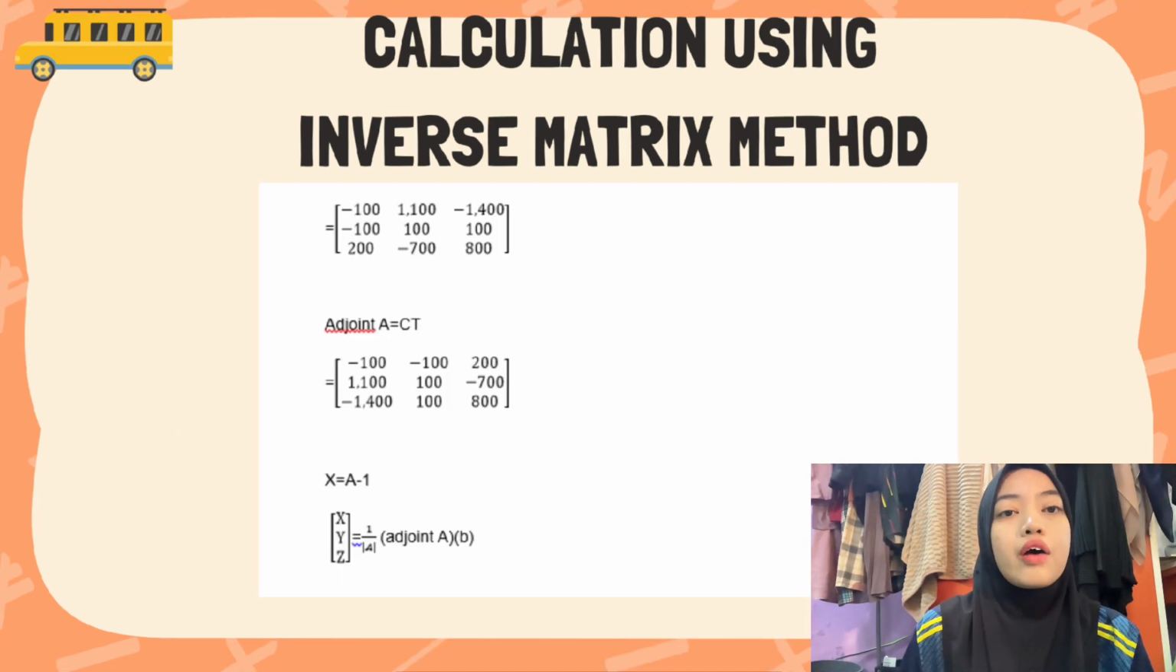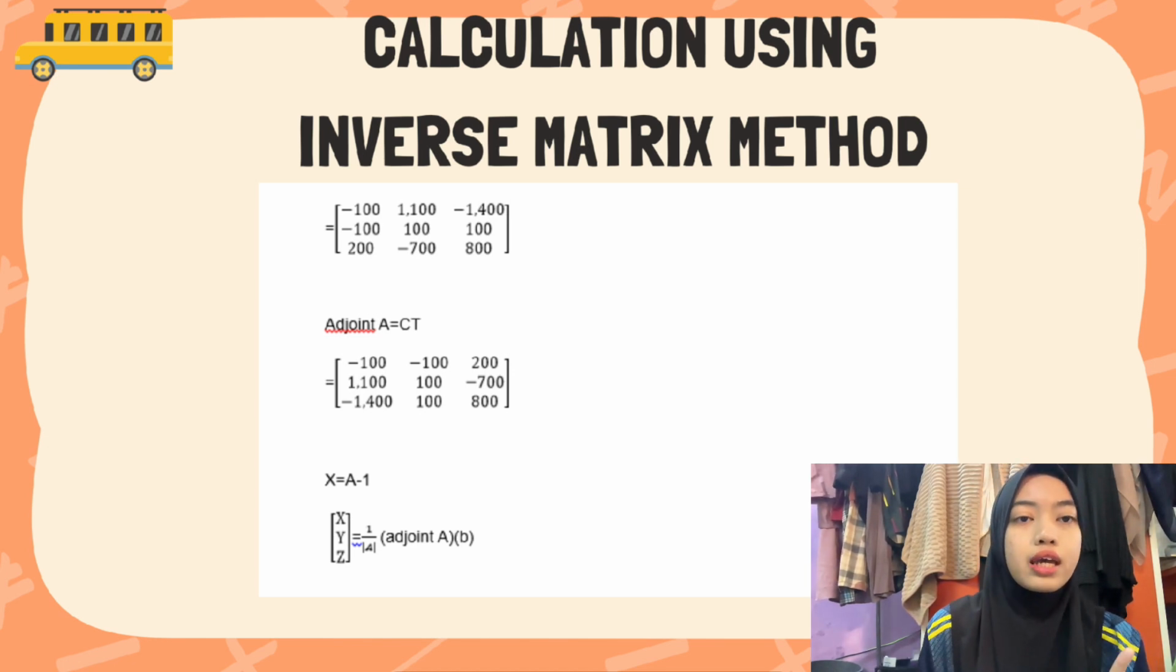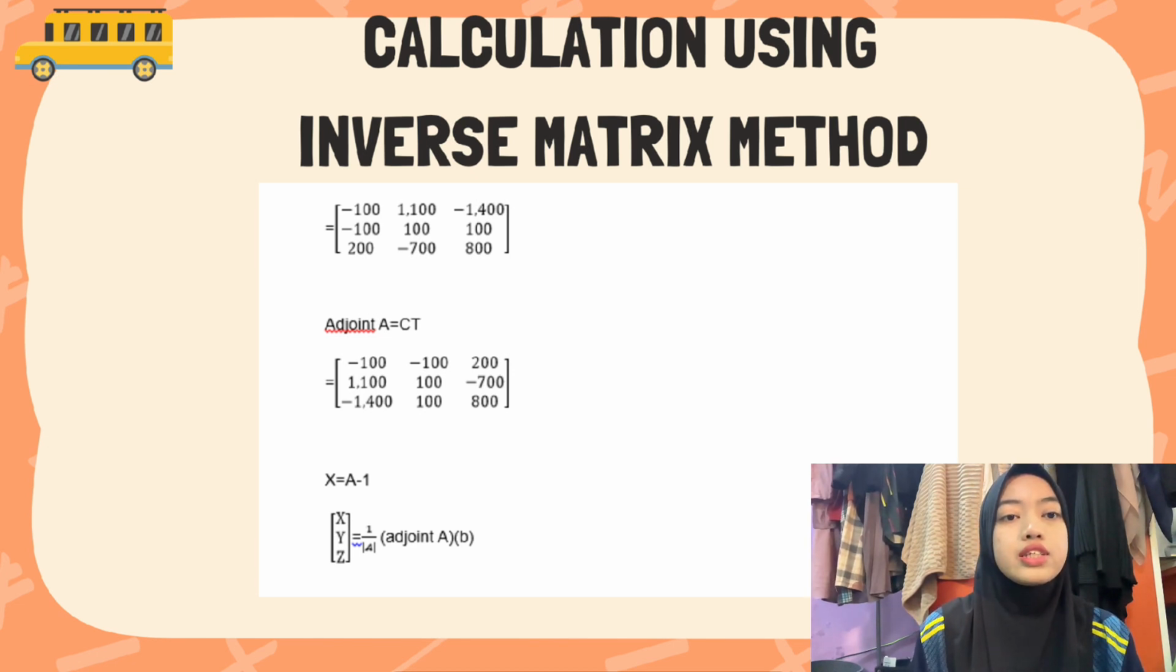For this slide, after we find the determinant, we calculate the adjoint matrix. So, we find the cofactor for each element in the matrix. Cofactor is found by covering one row and one column and calculating the determinant of the small 2 by 2 matrix that remains. After we find all the cofactors, we arrange them into a new matrix. Then we transpose the matrix, which means we swap the rows and columns. This gives us the adjoint matrix, which we will use to find the inverse of A.